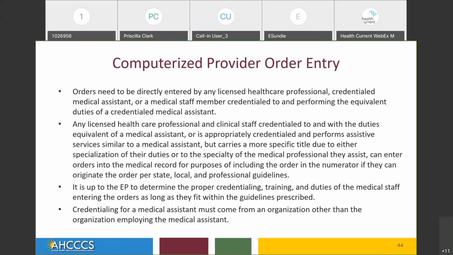specialization of their duties or to the specialty of the medical professional they assist, can enter orders into the medical record for purposes of including the order in the numerator if they can originate the order per state, local, and professional guidelines. It is up to the EP to determine the proper credentialing, training, and duties of the medical staff entering the orders as long as they fit within the guidelines prescribed. Credentialing for a medical assistant must come from an organization other than the organization employing the medical assistant.